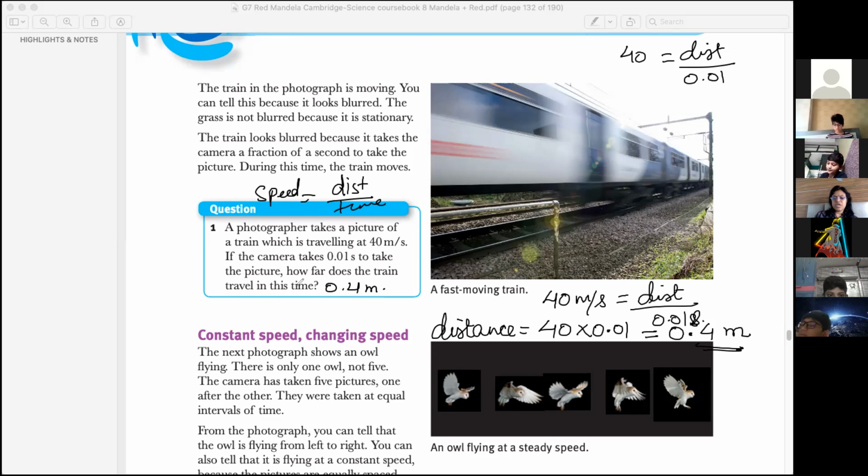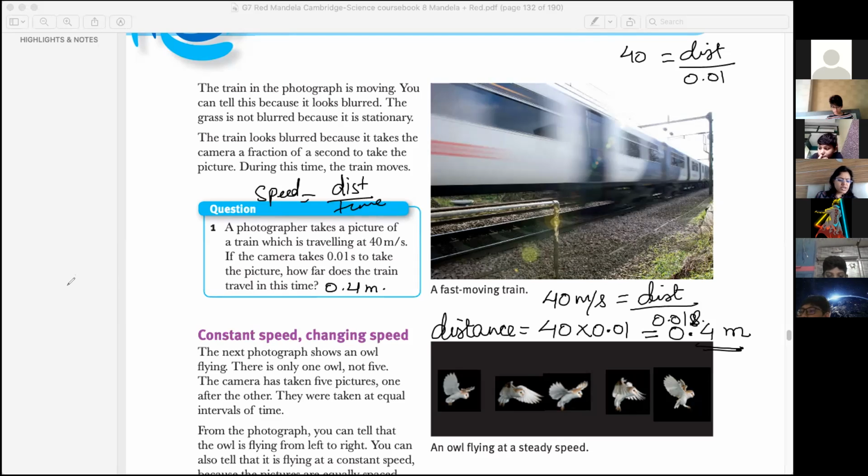Okay. Ibrahim, are you practicing equations? You have to practice linear equations. Okay. Simple equations. Because it is used everywhere. Understood? Okay. So this is the answer, 0.4 meter. That means meanwhile, as the camera clicks the picture, the train travels 0.4 meter distance. So that is why the picture is blurred. Is it clear?